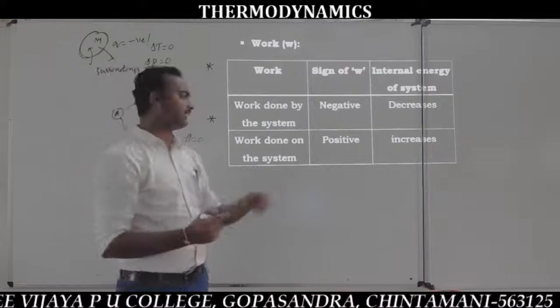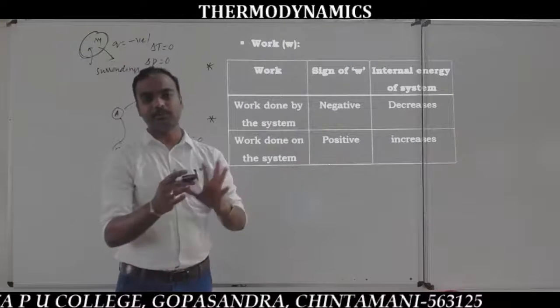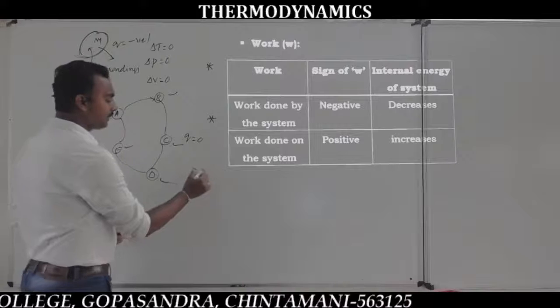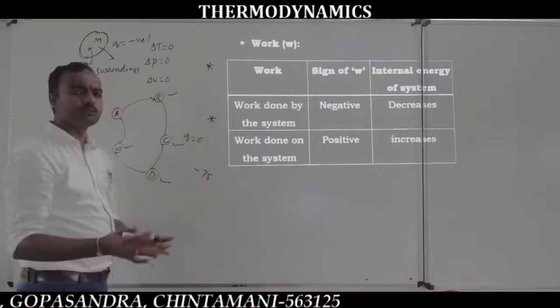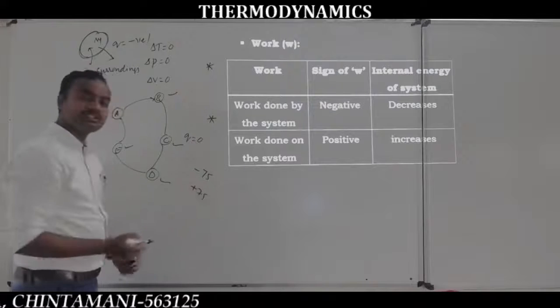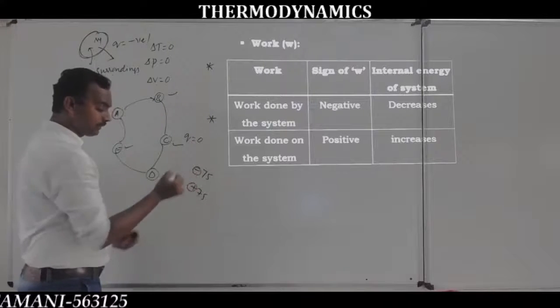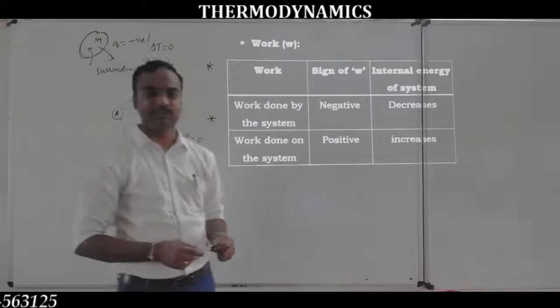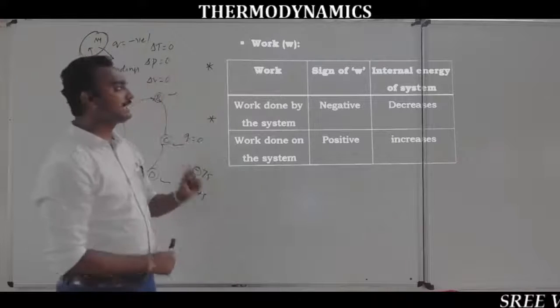While solving problems, the sign is very important, because in problems only one value is given. For example, for some problem you get a value like -75 joules per mole, and in another option they give +75. So the sign is very important while solving problems in thermodynamics. That's why you have to know about the sign convention.